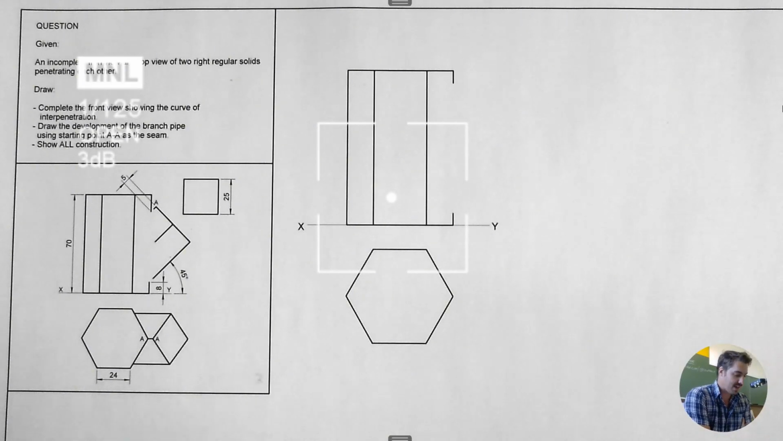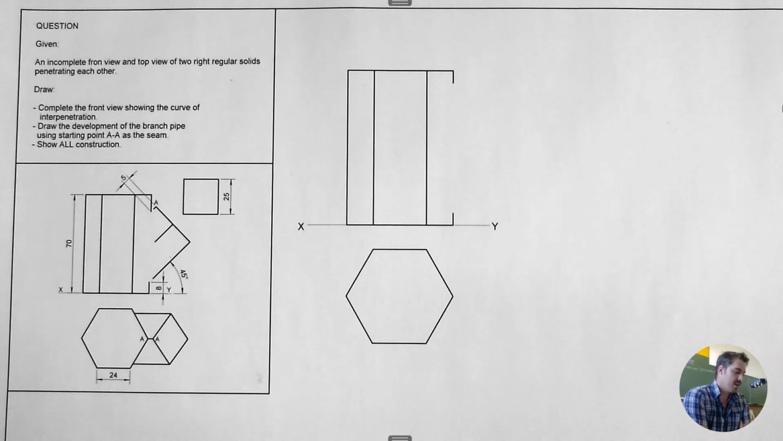This is now the second lesson, or second installment, of the development series. The first one you can just go have a look at already: introduction to developments, interpenetration and development. Today we are looking at a branch pipe that's on an inclined plane into the front view.